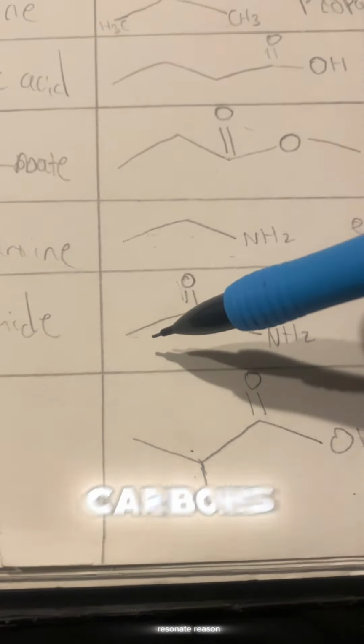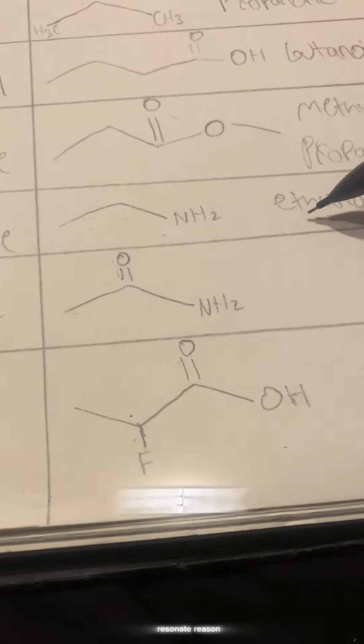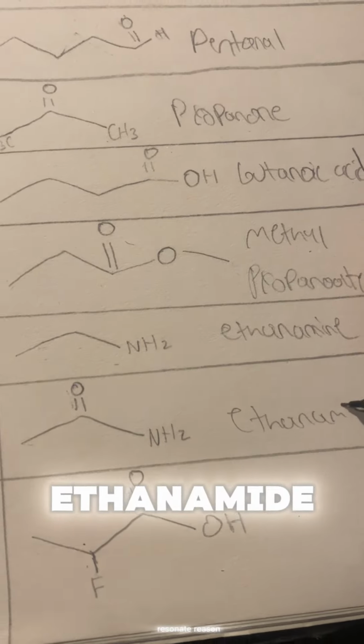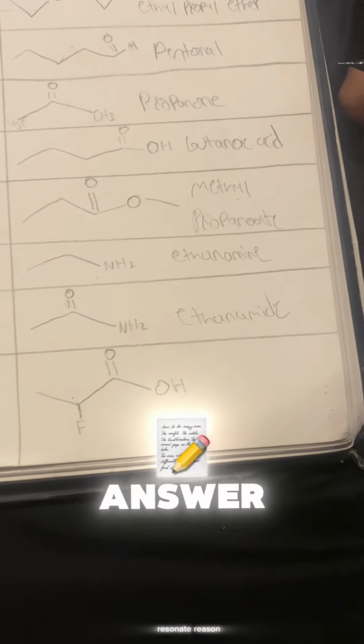So let's count the carbons. 1, 2. Just like this, it has the prefix ethyl. And instead of ethanamine, it's going to be ethanamide. And that's our final answer.